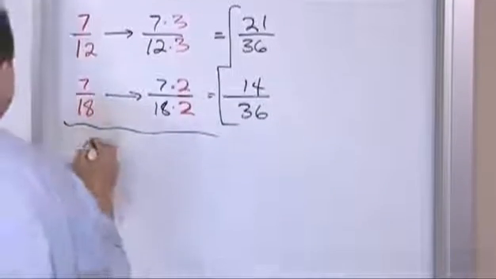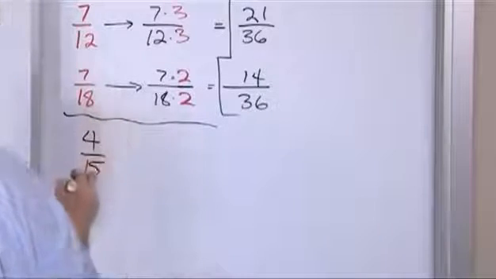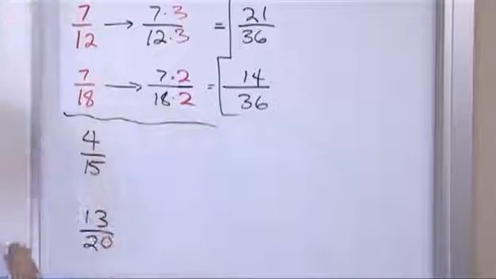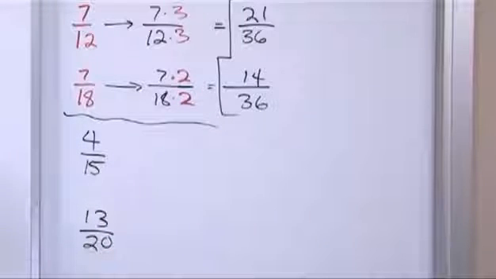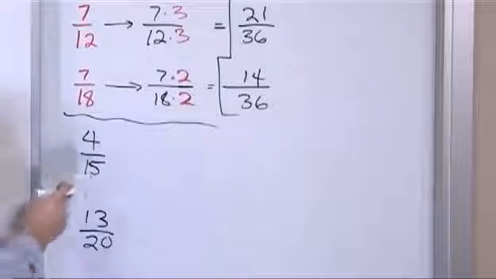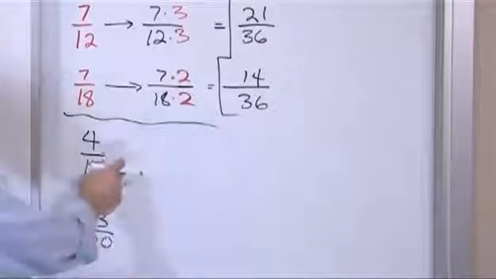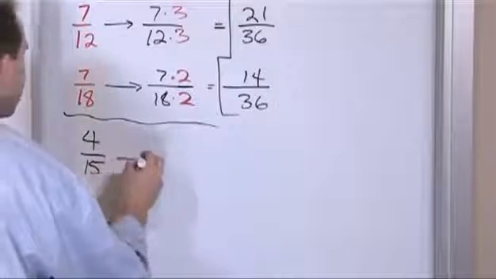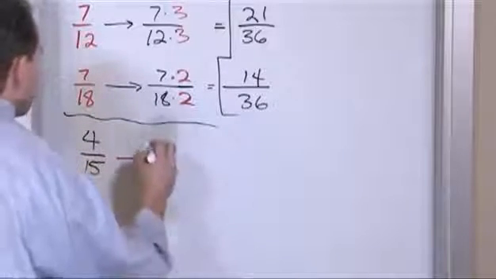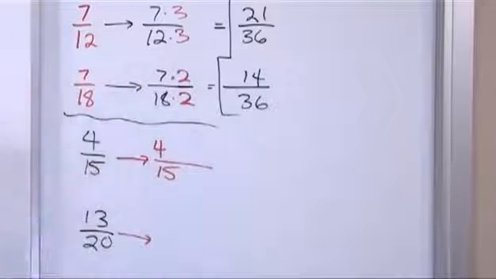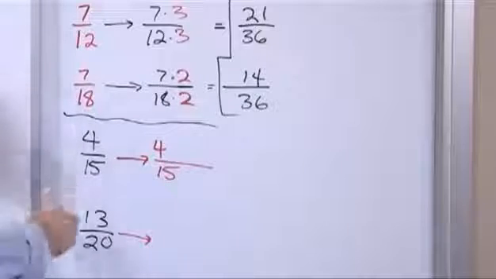What if I have 4/15 and 13 twentieths? So 4/15 and 13 twentieths. It's another great example because I cannot take 15 and multiply it by something to give me 20. I can't take 20 and multiply it by something just to give me 15, so I'm going to have to work with both of them. But if I take 4/15, right, what can I multiply by? What is the least common number that I can focus on?